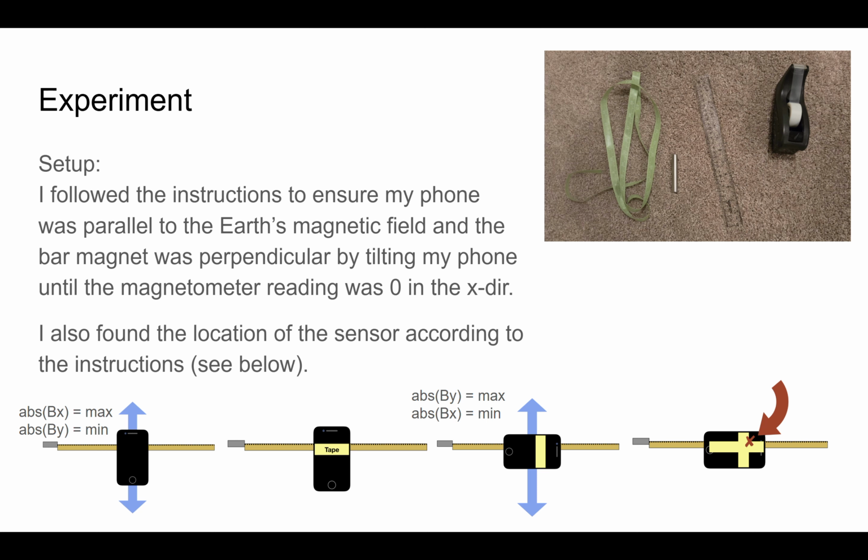I used my measuring tape and I moved my phone up and down until the magnetic field in the x direction was at a max and the magnetic field in the y direction was at a minimum. And then I put a tape there, and then I did the same thing while flipping my phone to the horizontal direction, finding a max magnetic field in the y direction and a minimum magnetic field in the x direction, and then I put another tape there, and then the intersection is where the sensor is located.